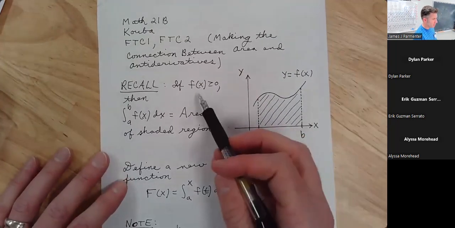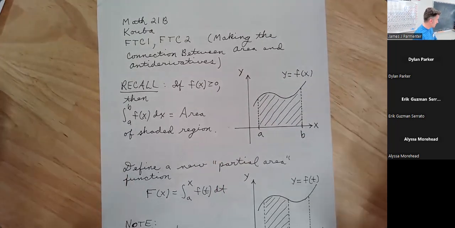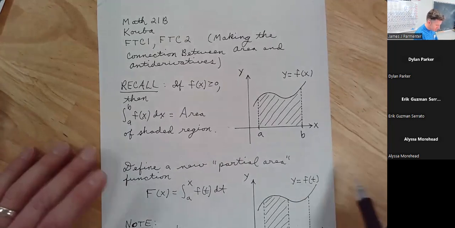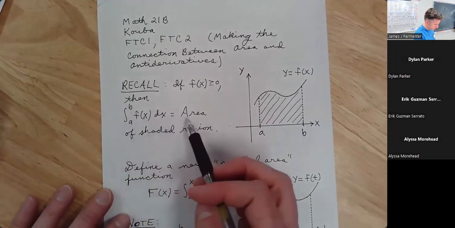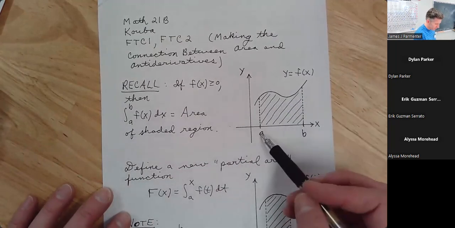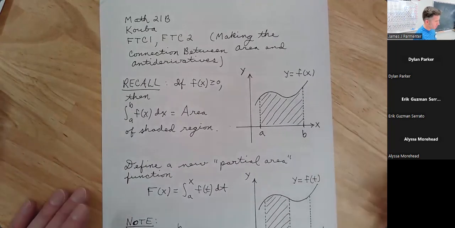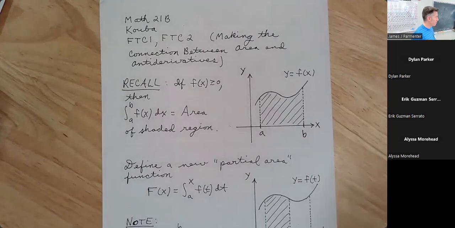So we're going to assume that our function f of x is positive because it makes it easier, but you don't have to have that. And we're going to say that the integral from a to b of f of x dx is just the area under the curve from a to b, or the area of the shaded region. Then we're going to make a new definition.